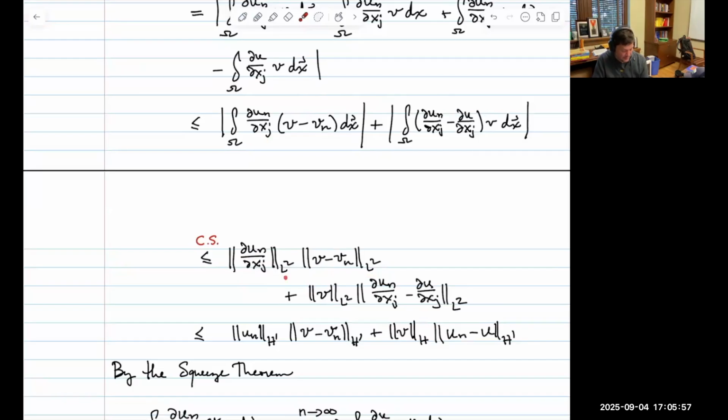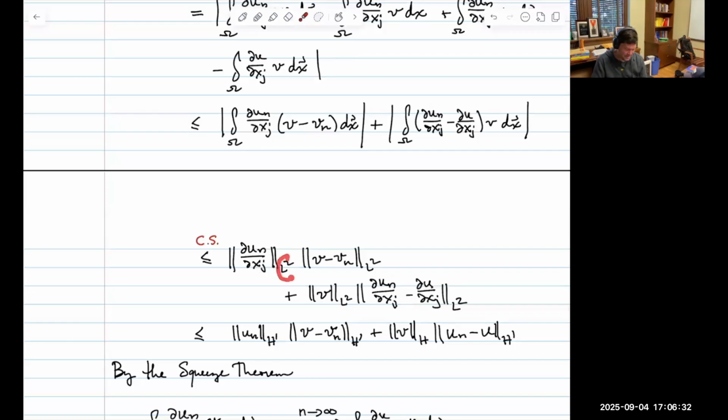So that's just the L2 norm of ∂u_n/∂x_j, and this one is going to be v minus v_n in L2 norm. Likewise with this one, it's going to be that L2 norm and this L2 norm. Okay, now what do I know about this guy here? Well, we said that u_n is a sequence that converges in H1. So every convergent sequence has to be a bounded sequence in the same norm.